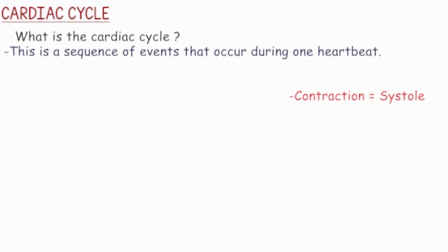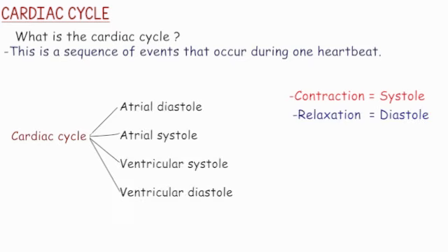We have atrial diastole. So here the atria are relaxed. Then we have atrial systole, the atria contract. Then we have ventricular systole. Here the ventricles contract. Then lastly we have the ventricular diastole. So this means that it ends with the ventricles relaxed. So let's break each of these down.